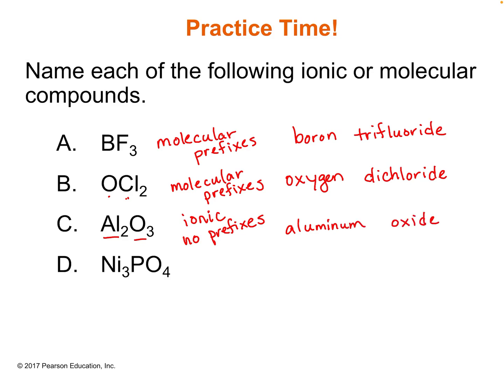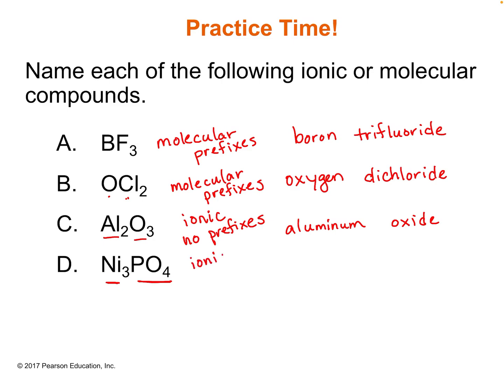Okay, so the numbers on the bottom only matter when we're trying to figure out the name of our covalent or our molecular molecules, right? They don't matter for our ionic compounds. For the last one, we have nickel in the front, right? And then we have this polyatomic here. This is phosphate, okay? What's important in this one is that nickel is one of those transition metals, okay?